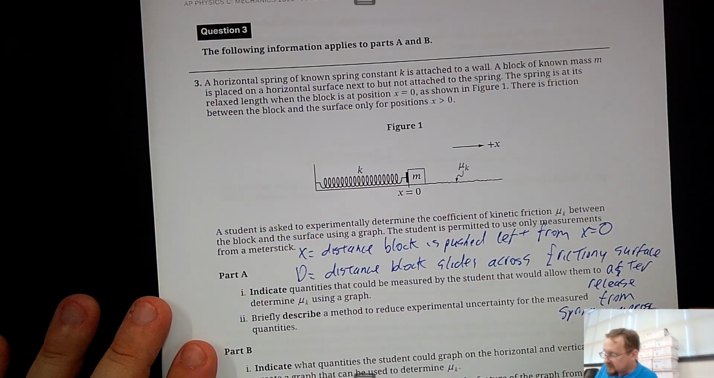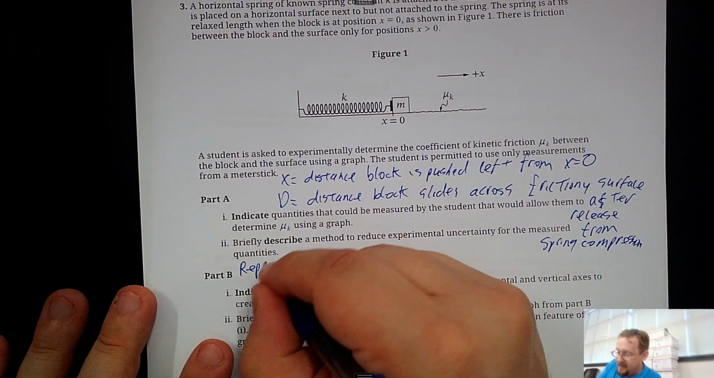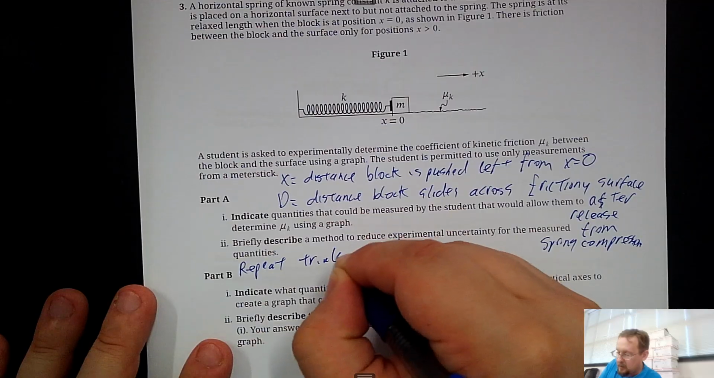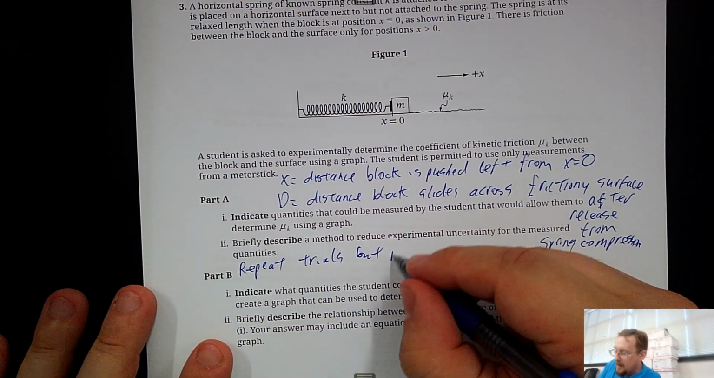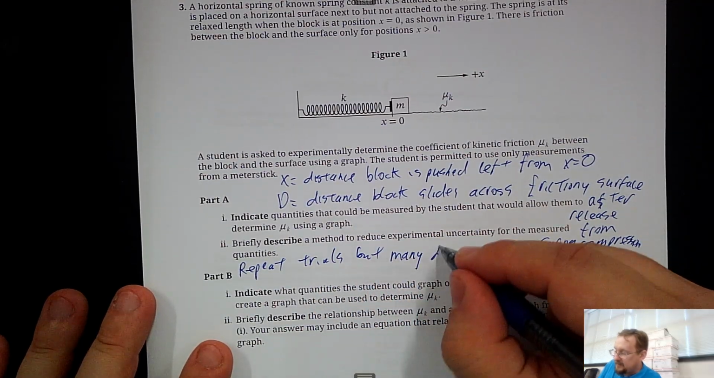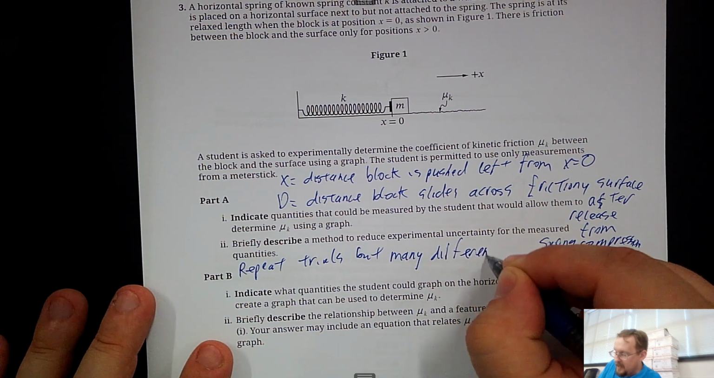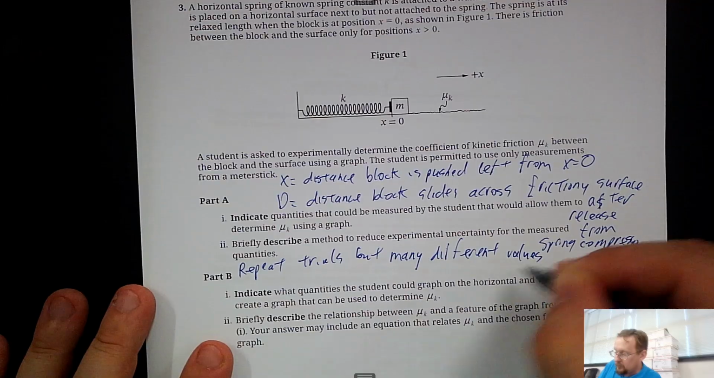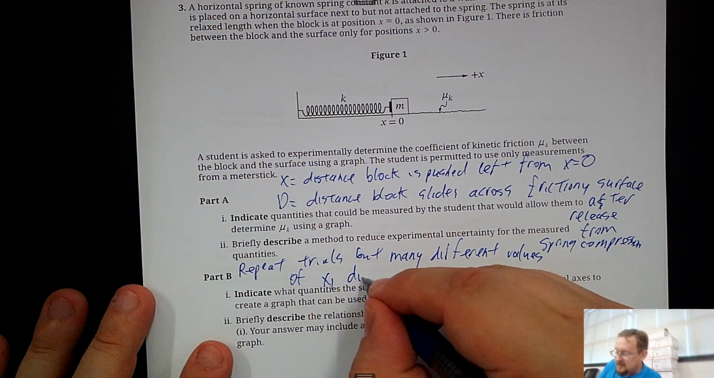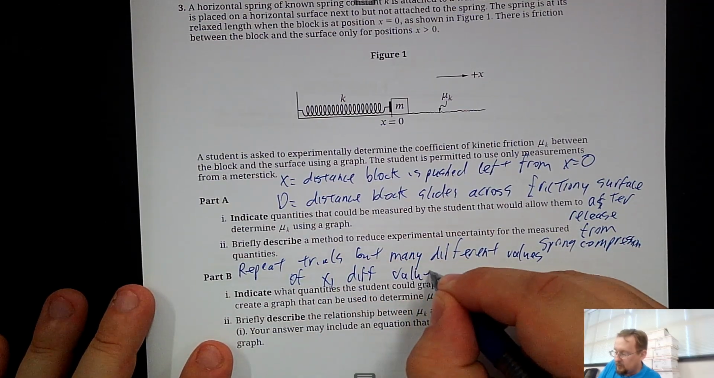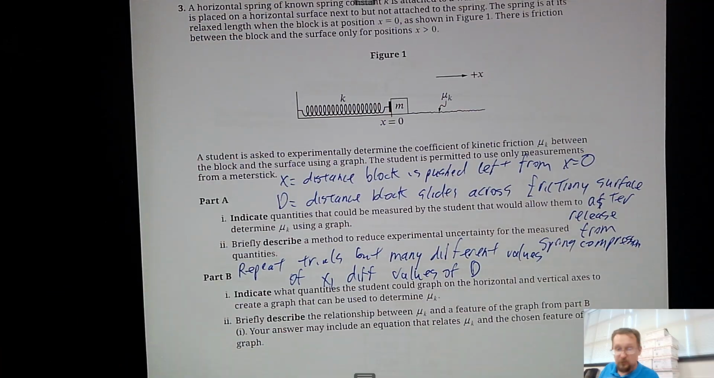Okay, what's a method to reduce experimental uncertainty? Repeat trials, but with many different values of x, different values of d, which is what that will result in.